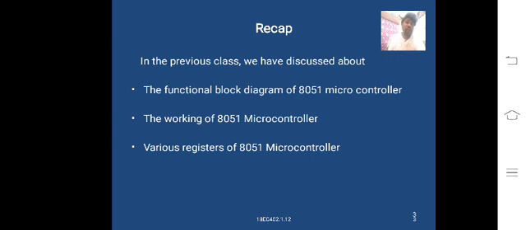Bank 1 also has 8 registers, starting from R0 to R7, and likewise bank 2 and bank 3. In total there are 4 register banks: bank 0, bank 1, bank 2, bank 3. The bank selection depends on the program status word bits RS1, RS0.